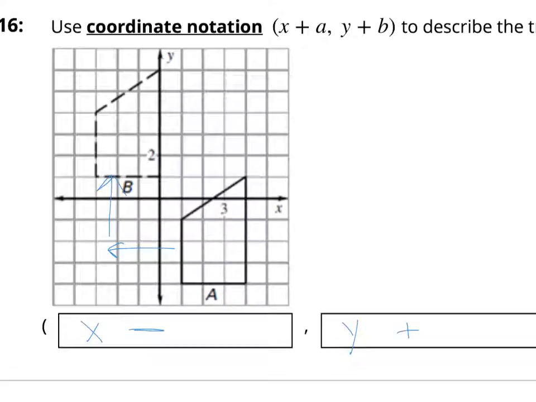So just choose a point. Let's say you choose this guy. Count how many units you go to the left. That's going to go for your x. How many units do you go up? That's going to count for your y. So if you're using this point, you're going to go from here to here and up to here, to that point.